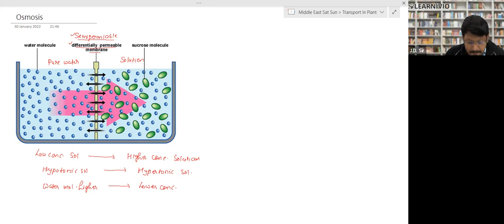Next point: osmosis is movement of solvent or water molecules from the region of higher diffusion pressure to lower diffusion pressure. Is it clear?